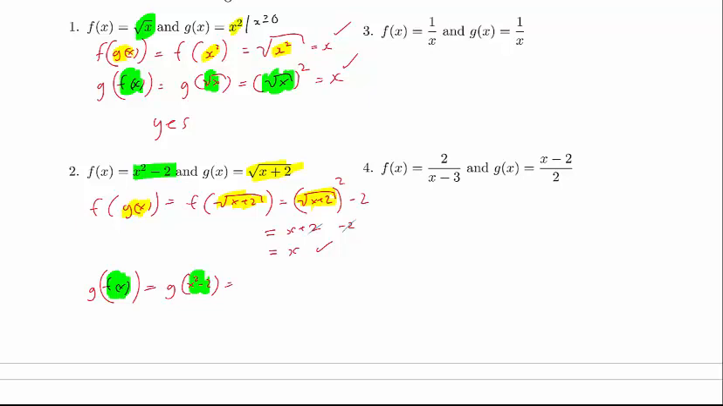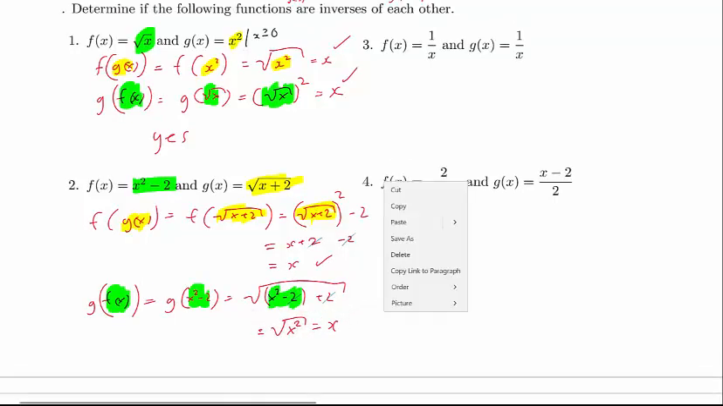X squared minus 2, which equals this guy right here. So you can clearly see that we've got a -2 and a +2. Those go away. We're left with the square root of the square, which is just going to be x itself. Let me go ahead and move this down here so that it doesn't interfere with the space for number 4. Great. That works out.